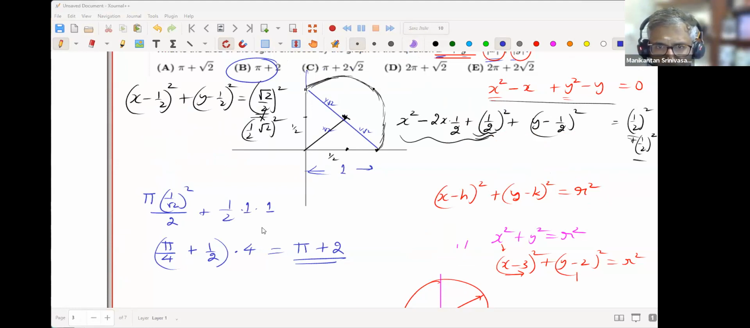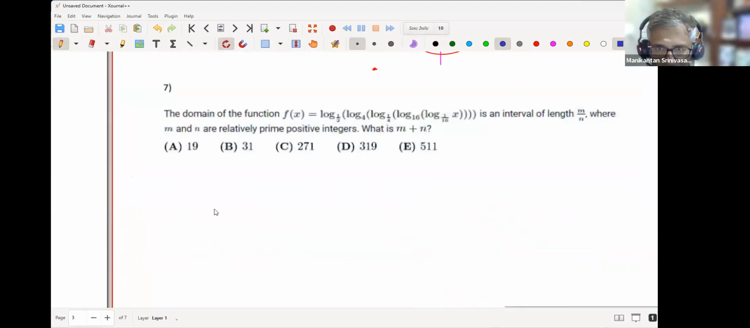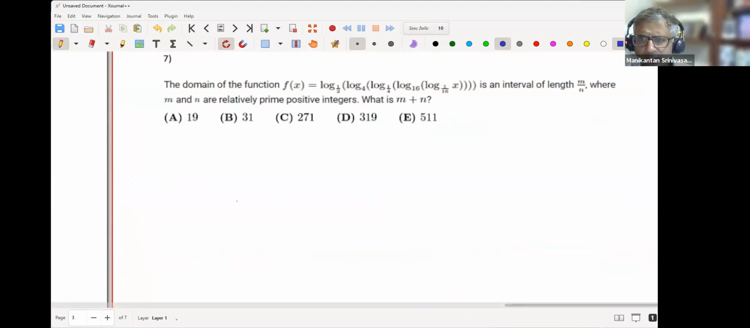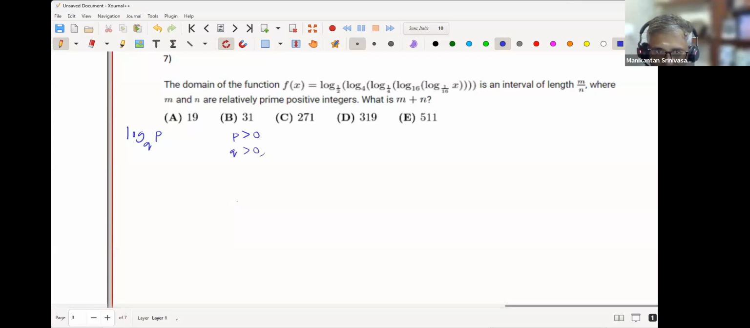Question 7. The domain of the function, and so on. So you have a series of logs here. So let's conquer. What is the basic thing when I have log of some quantity P? P must be bigger than 0. That's the main thing you should know, right? Strictly bigger than 0. And if the base is Q, in this case we don't have to worry about the base because the base is always given. But Q also must be greater than 0 and Q cannot be 1. These are the main restrictions with logs.